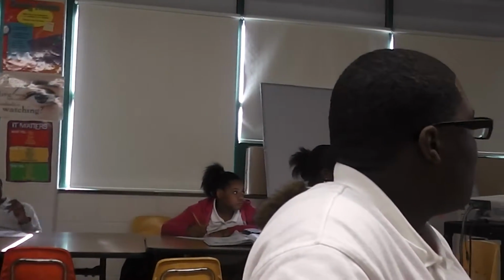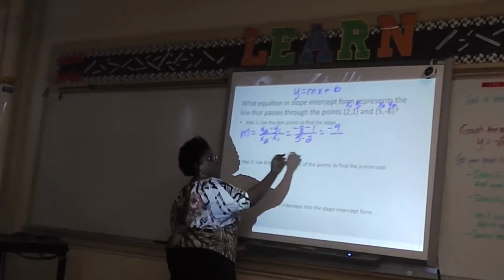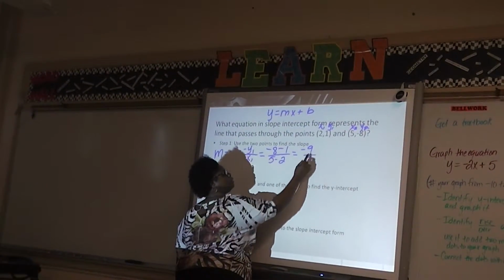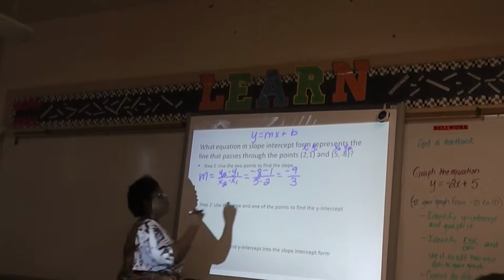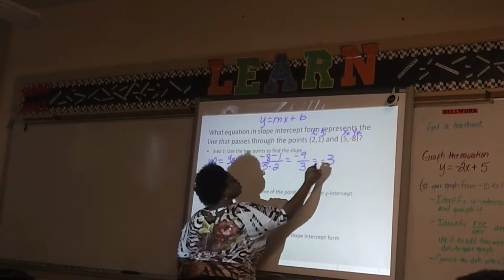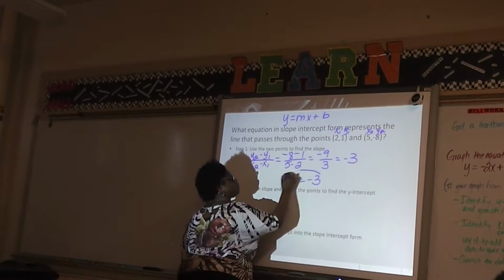Close. What is it? -9. Okay. So it's equal to -9 over what's 5 minus 2? 3. And then what are we supposed to do with these two numbers? Divide them. What's -9 divided by 3? -3. Very, very good. So now we know that M is equal to -3.